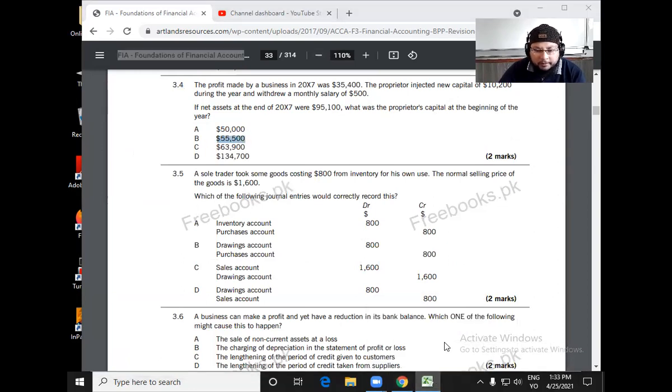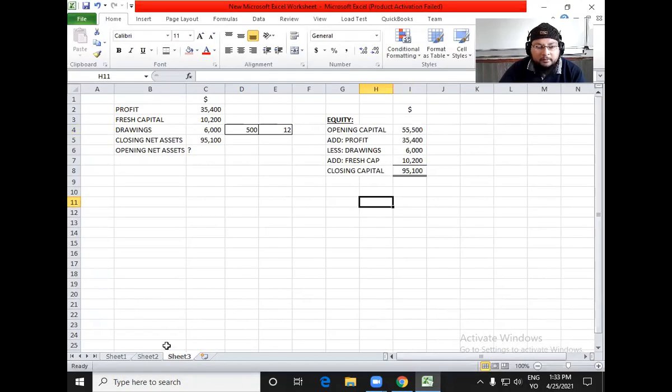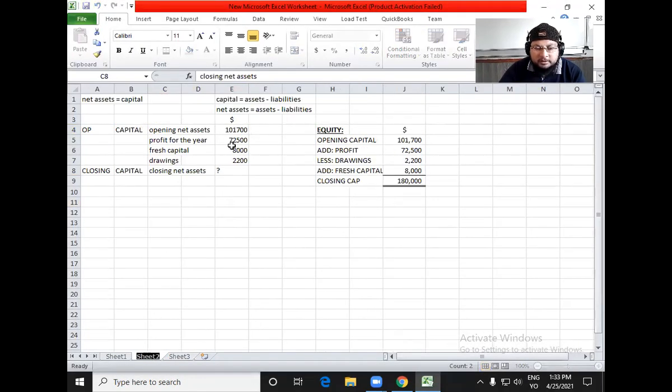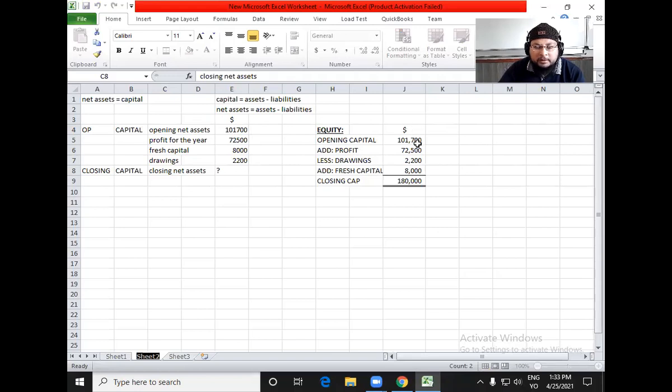So extremely important question. Students, you have to analyze this again, because what is the difference between this question and 3.3 and 3.4? Because in 3.3, we are following the same sequence. So we are adding the profit into the opening capital. We are subtracting the drawings from the opening capital, and we are also adding the fresh capital in the opening capital, and we arrive at closing capital.